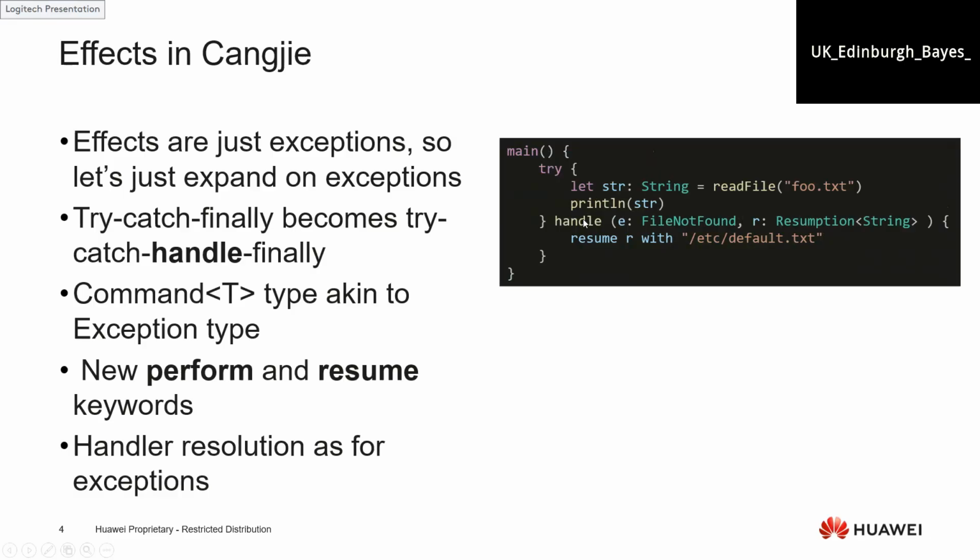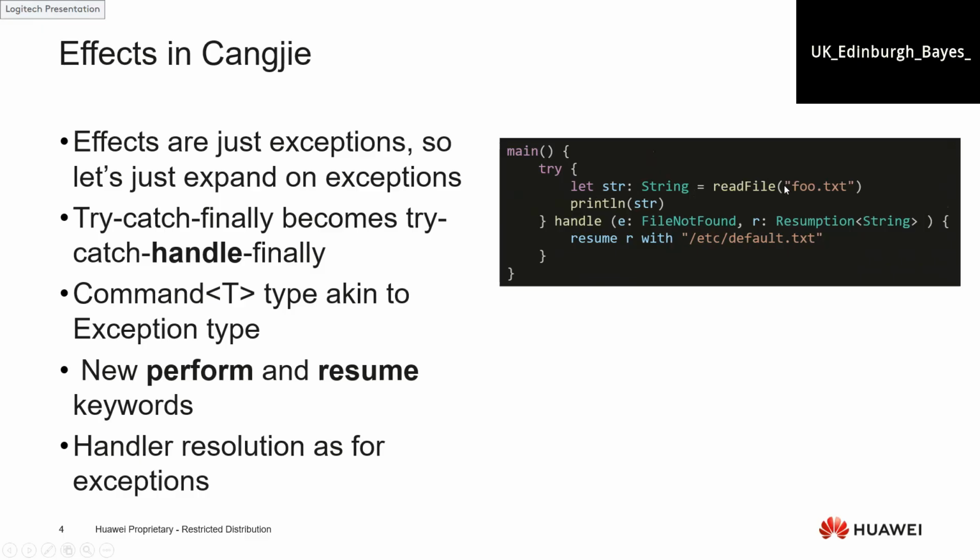It's analogous to catch. Rather than catching an exception, you handle a command type. Any effect has to implement this command type. But unlike exceptions, you now have this resumption object as well. This is the continuation of the point where you performed the effect. So you can handle this, do some sort of error correction or handling, and then you can resume this resumption later and jump back to the point where the effect was performed.